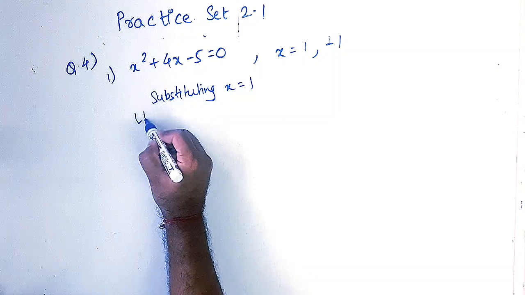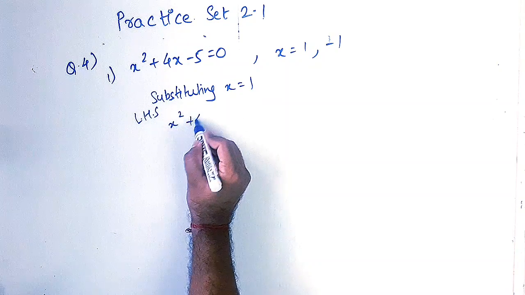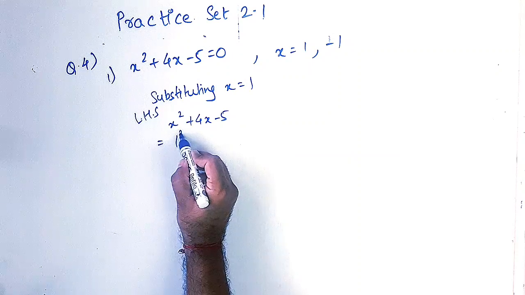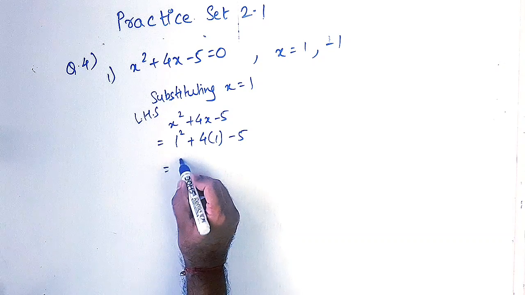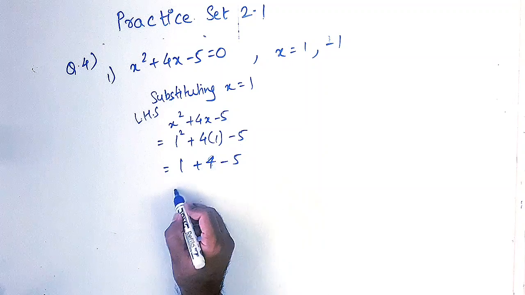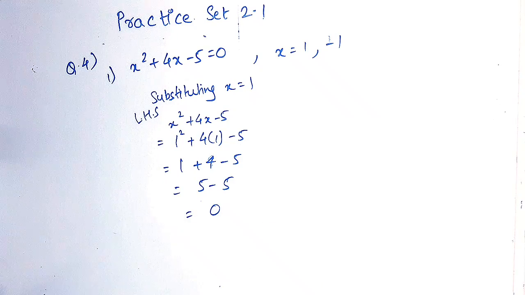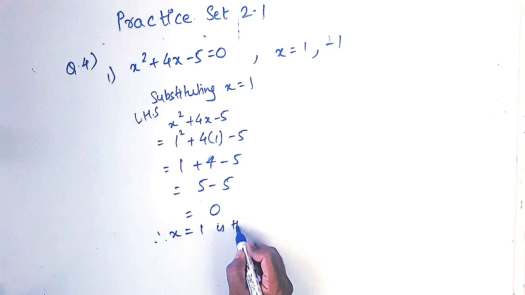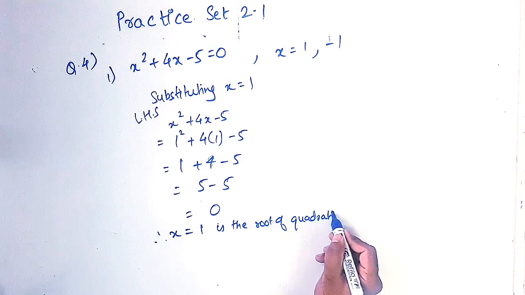We are taking here only LHS. Okay, now LHS is this, x square plus 4x minus 5. Okay, because we are taking x as 1, this will become 1 square plus 4 into 1 minus 5. So it will be 1 plus 4 minus 5. So it will be 5 minus 5, which is equal to 0. Okay, that means that x equals to 1 is the root of the quadratic equation. Understood?